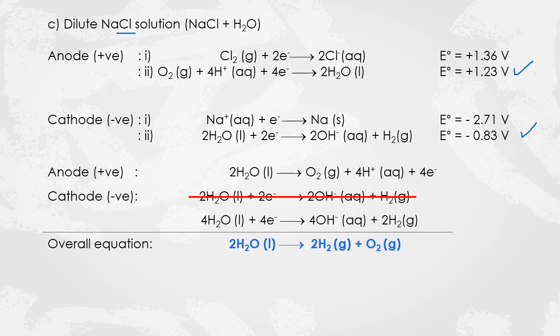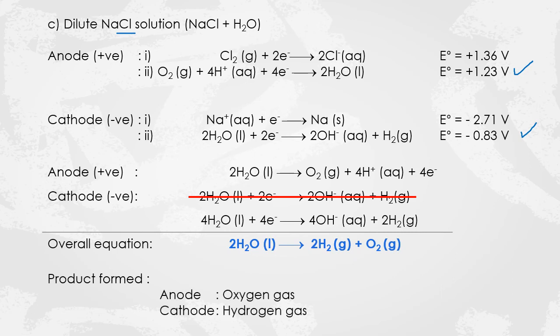To answer these questions, which ask you to predict the products formed, you need to mention the species, not just the half-cell equations. So the product formed at the anode will be oxygen gas, as you can see from these half-cell equations, while the product formed at the cathode will be hydrogen gas, as you can see from these half-cell equations.